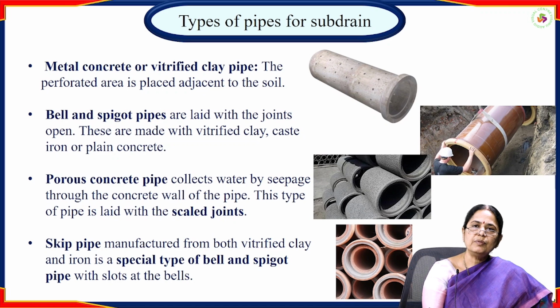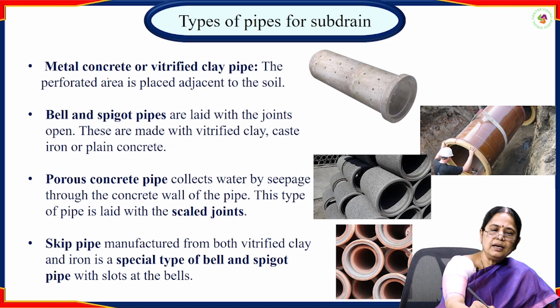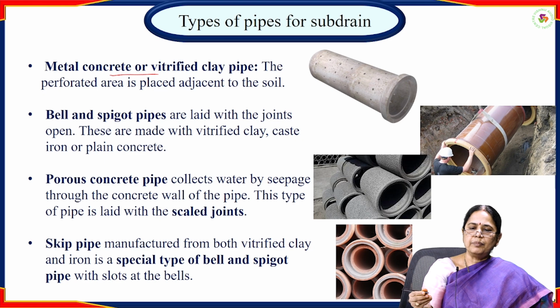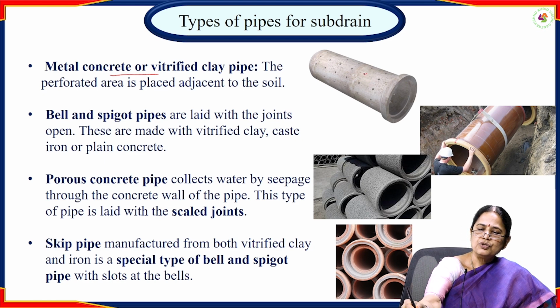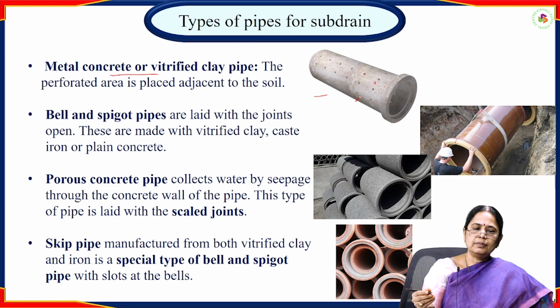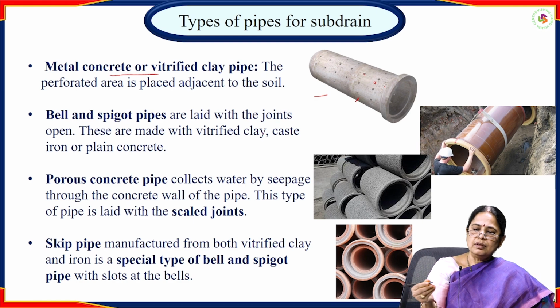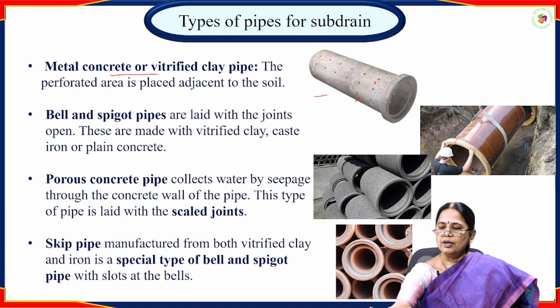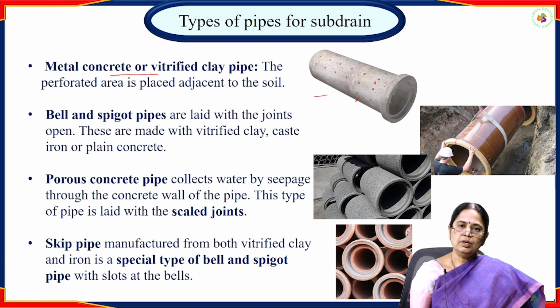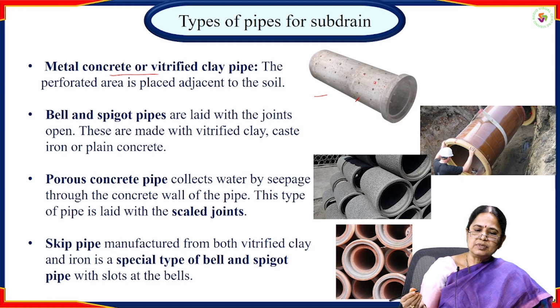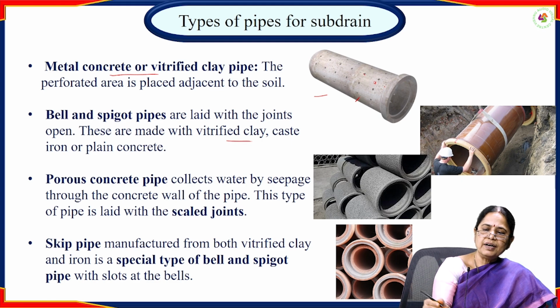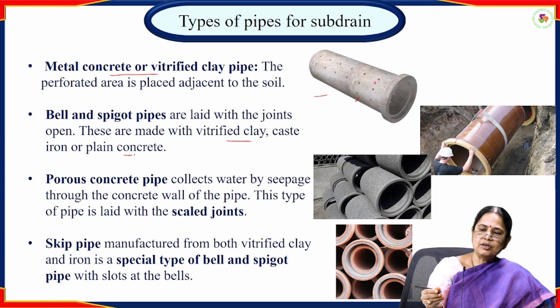There are different types of pipes for subdrain: metal, concrete, vitrified clay pipe. The perforated area should be placed adjacent to the soil only. Then the water coming through the soil will be collected through this particular pipe. Bell and spigot pipe is laid with the joints open. The water is going to percolate through this open joint in the bell and spigot pipes. These are made with vitrified clay, cast iron and plain concrete.